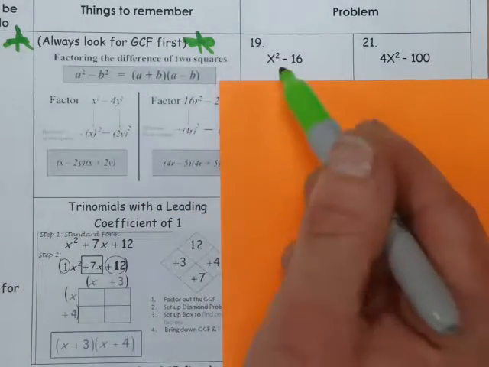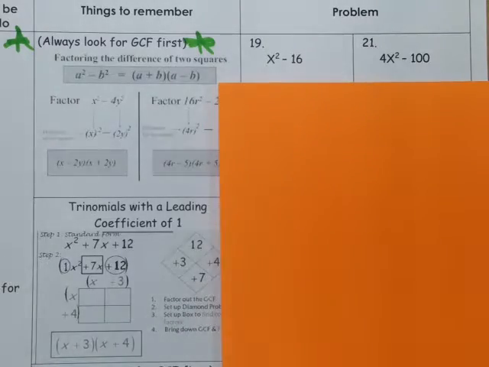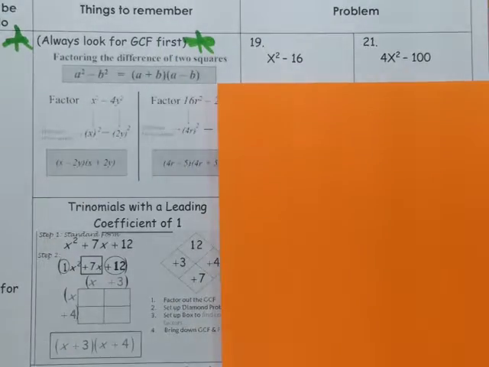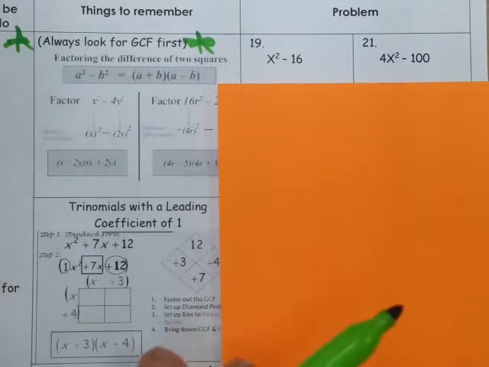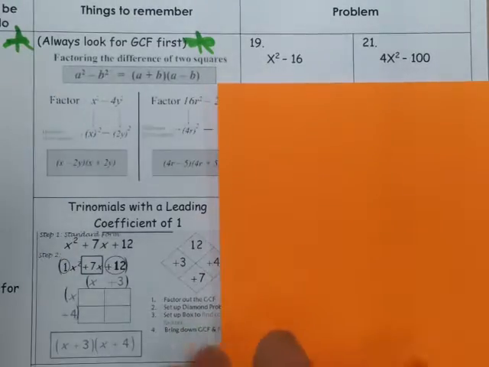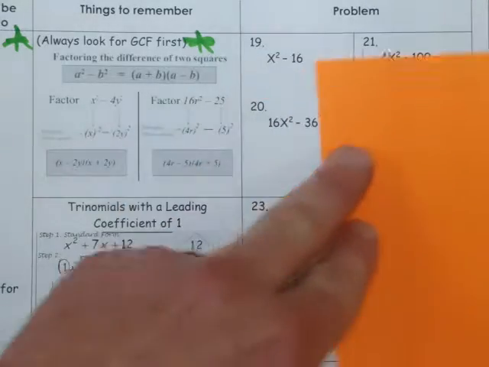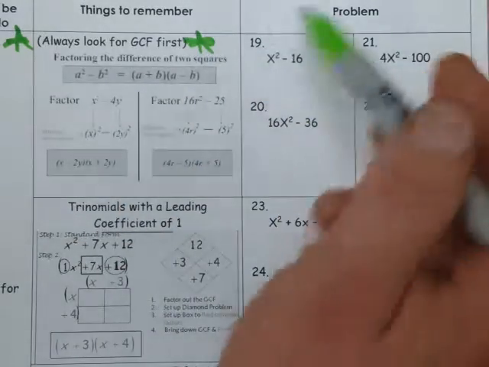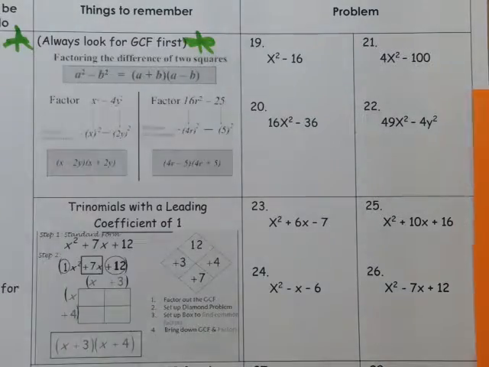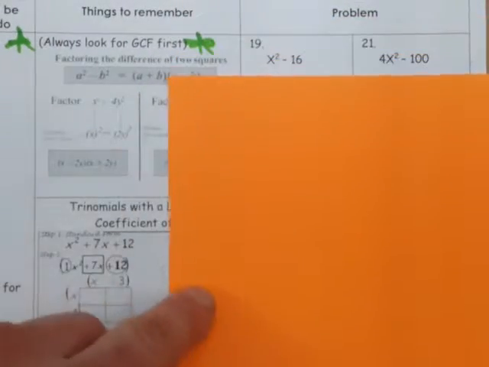quadratic we have. It can be 2 terms, it can be 3 terms, it can be 4 terms, but we always look for the GCF first. Then, based on the number of terms, we can factor it in different ways. So we've got a couple of problems, 19 and 21. Actually 19, 20, 21, and 22, they're very similar. All right, so let's start with number 19.